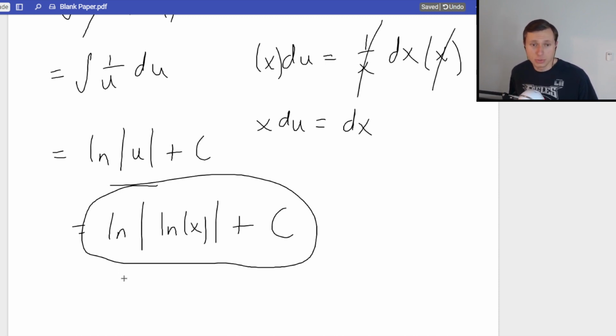One more thing I want to mention real quick here. Notice the outer natural log gets the absolute value bars. The inner parentheses here, you can see these are parentheses. The inner ones are not absolute value signs. Does everyone see that? I'll take silence as a yes. Okay, great. That's it for that one.